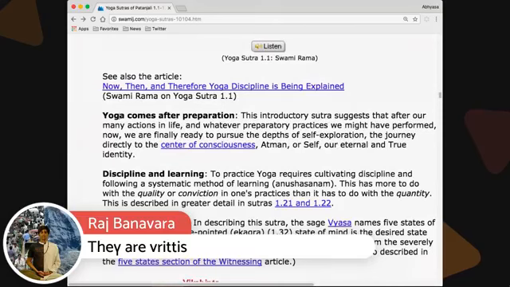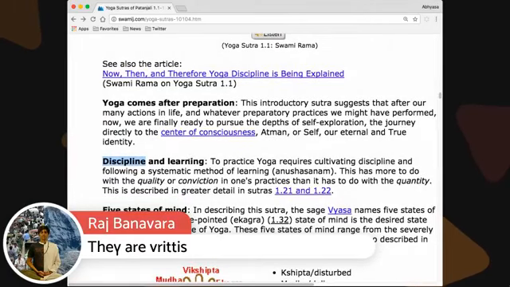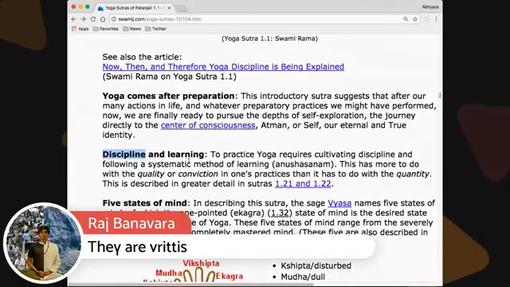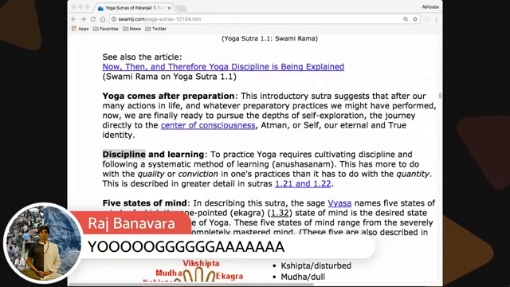Yoga comes after preparation. It has to do with discipline and learning. And this discipline is something that's all acknowledged. None of us want to do this. We just don't want to do it, but we're stuck with it. And it starts as simple as saying, I'm going to sit down and be quiet once a day at the same time. Yoga. Boy, there is a yoga from Raj. Thank you, Raj. That's a really nice yoga.